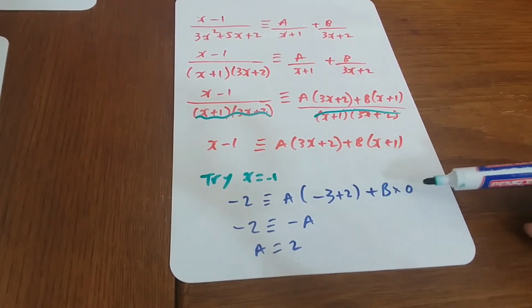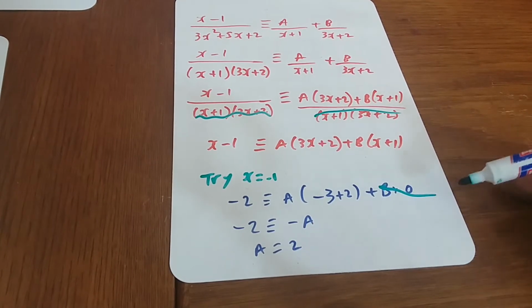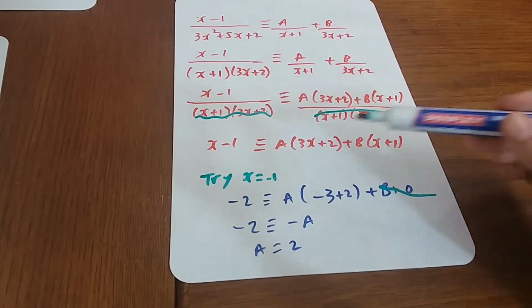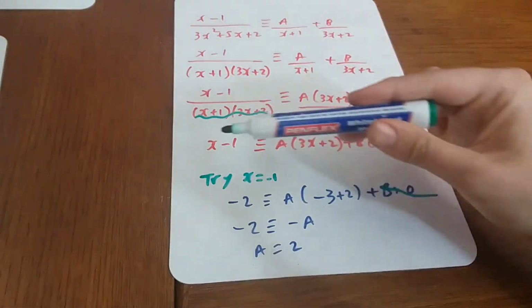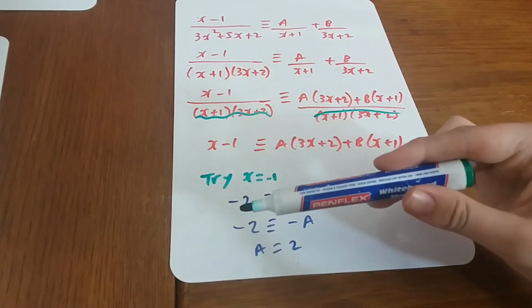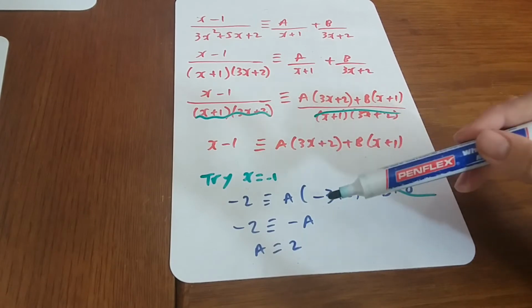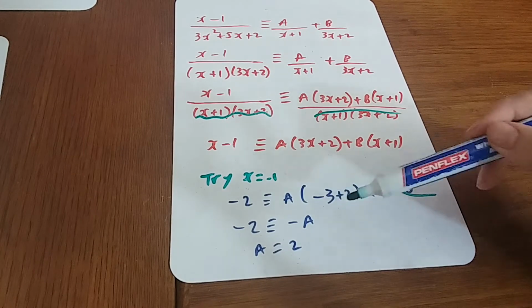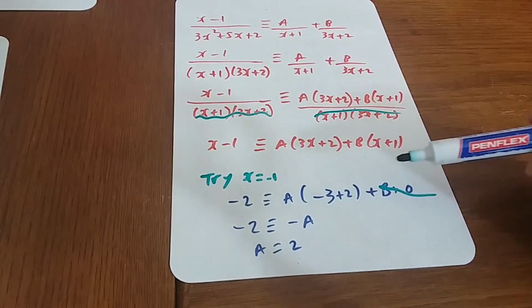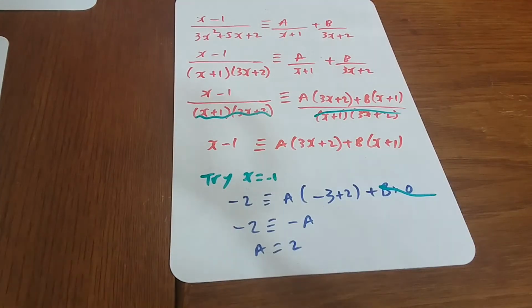And so it would just be b multiplied by 0, which would just go. That's the tactic here. So if I put x equals minus 1 into the whole thing, this side, minus 1 minus another 1 is minus 2. This side, a multiplied, well, 3 times minus 1 is minus 3, plus another 2 is minus 1. And this has gone. This is an equation with only one letter left in it.